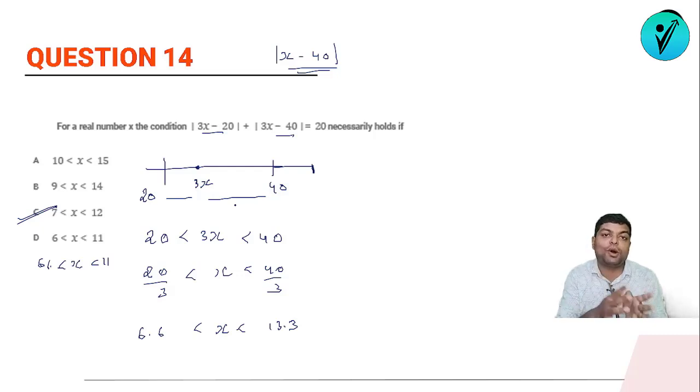जैसे अगर मैंने लिखा mod of 3x minus 20, so what does it actually represent? It is representing the distance between 3x and 20. Okay, so for question number 14, answer will be what? It will be option C. All right, again a very easy question if I know the concept well.